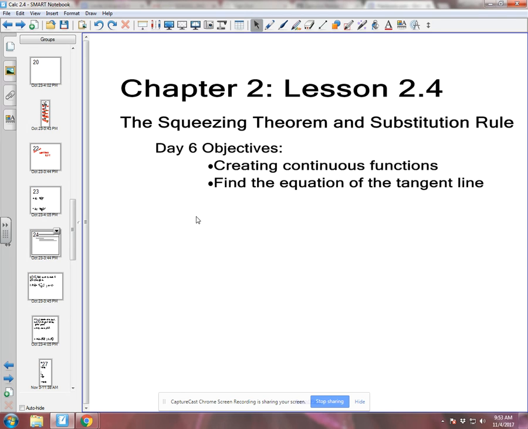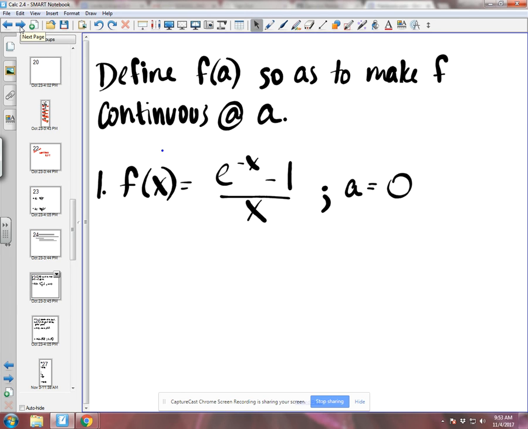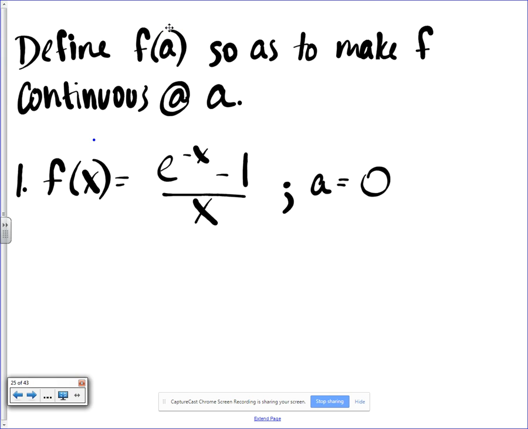Now, when we start talking about creating continuous functions, here's your first problem. This is actually one of the problems that you're supposed to do for homework tonight, but I decided to go ahead and include it on the notes. So when you get to this problem in your homework, you can go ahead and skip it.